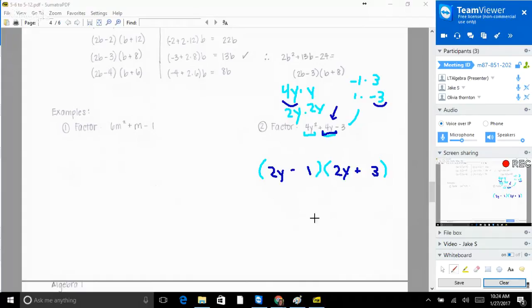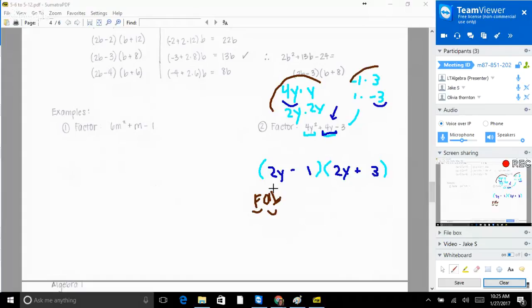Okay, so what you do is you just FOIL it and say, okay, is this right? Now, honestly, when you're foiling and checking in your homework, you really don't have to do first and last because you already did first and last up here. I've been doing it just to reinforce the idea of what FOIL is, but you don't have to, because obviously 2y times 2y is 4y squared, and negative 1 times positive 3 is negative 3. So really what you're looking for is the outside and the inside.